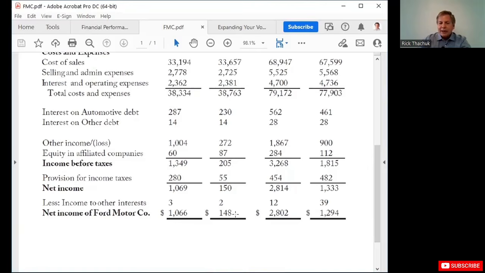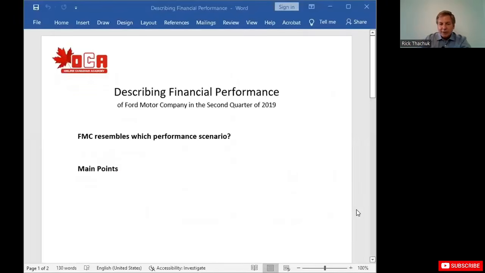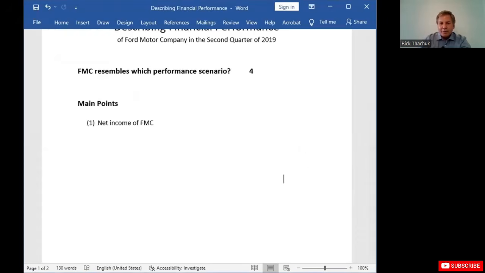All right, so let's start putting down on a piece of paper the salient points that we need to mention before we attempt to write up a description of performance of Ford Motor Company. So if we look at this, Ford Motor Company, that's FMC, resembles which performance scenario? Well, we said that it is scenario number 4. So we'll keep that in mind as we're writing our description. Now let's look at the main points here. Well, the first thing that we're going to mention when we write this up is net income of Ford Motor Company. That's the bottom line. So you should always start with that.